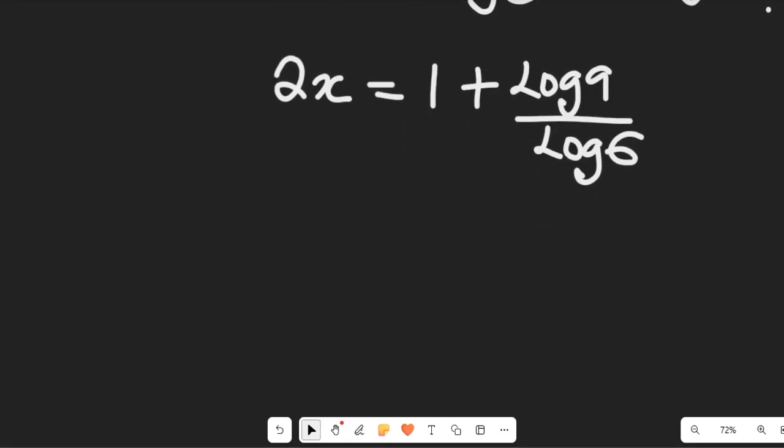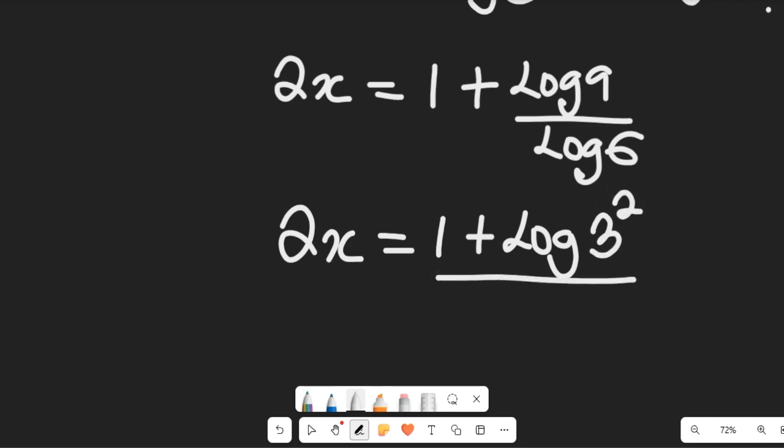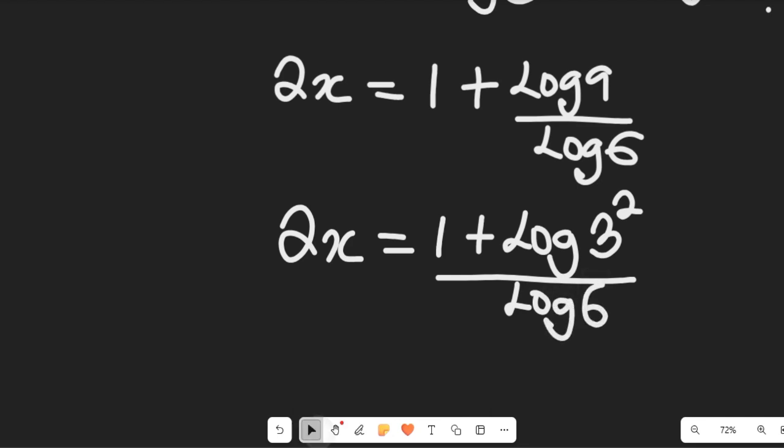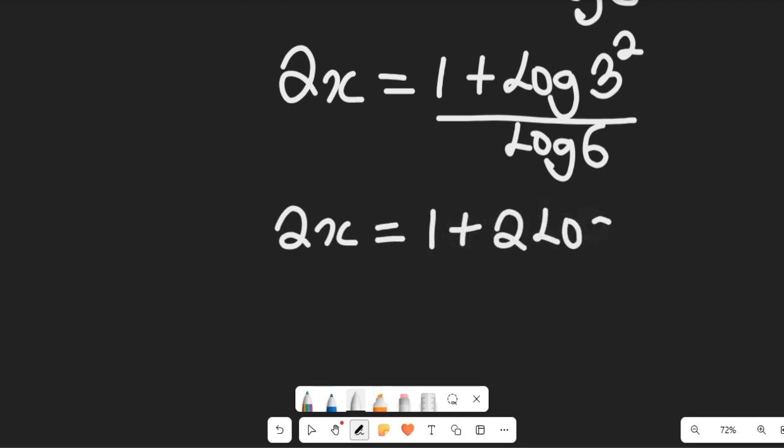So what do I do here? According to the law of logarithm, we can simplify this. I'll have 2x equal to 1 plus log of 9, and 9 can be 3 to the power of 2, right? And this is divided by the log of 6, right? And that will be simplified to give us 2x equal to 1 plus 2 log 3, all divided by log of 6.